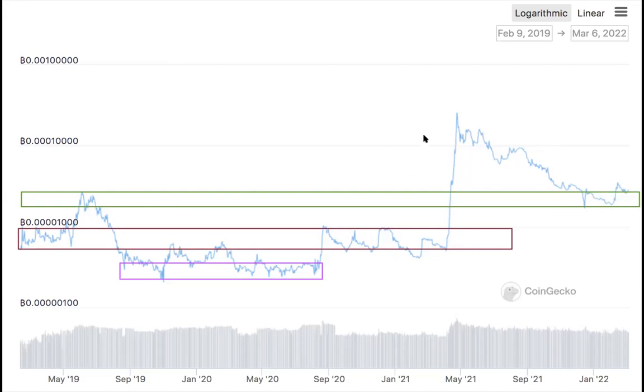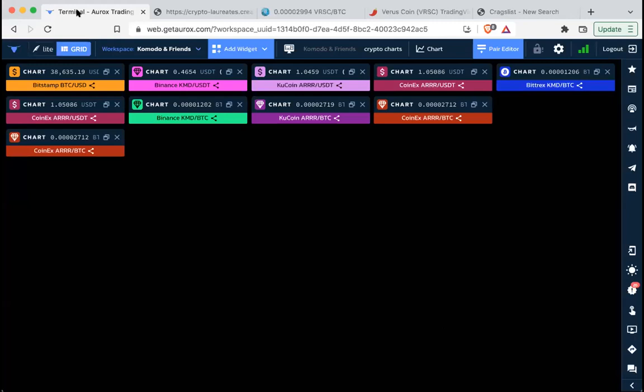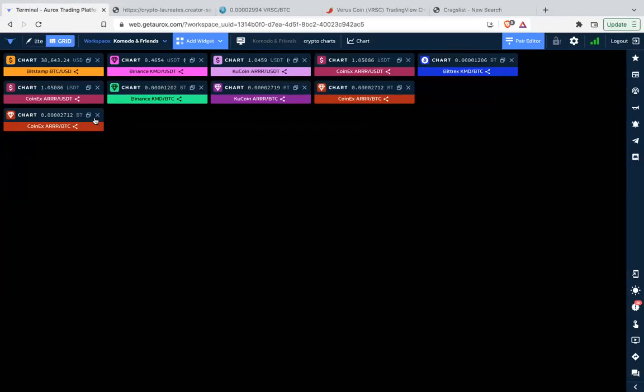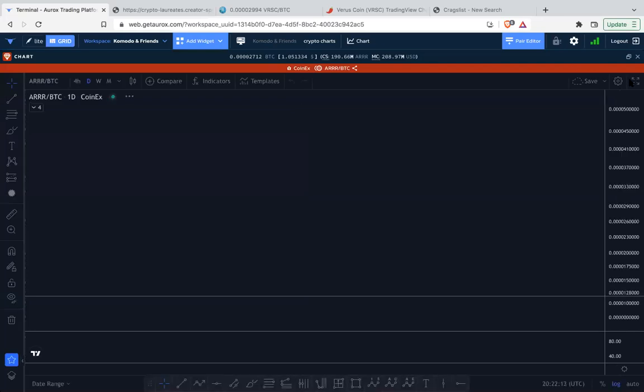So from here, we're going to move to a different chart. And now we're going to check this Pirate Chain price chart against BTC, the ARRR/BTC price.